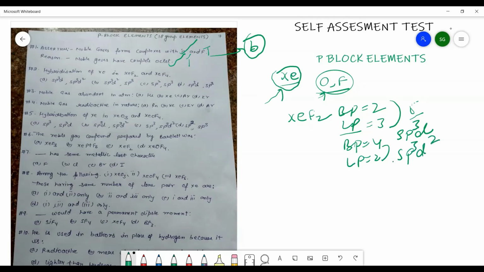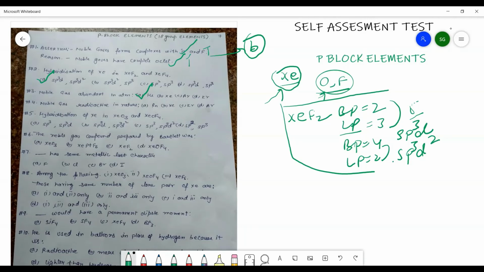Now you will see which option is correct for this. Thus, this option is correct for question number 2, that is XeF2 and XeF4, what is the hybridization of xenon? In that manner, you have to calculate the hybridization not only for these compounds, but for any kind of compounds. Now question number 3: which noble gas is abundant in the atmosphere? Among these options, helium is the abundant gas in the atmosphere.